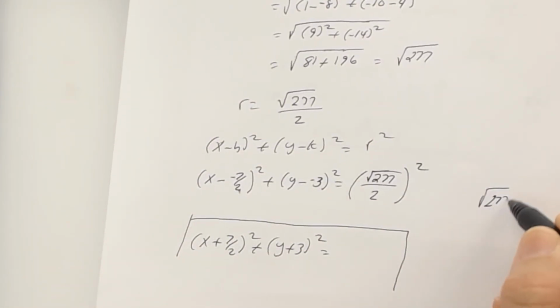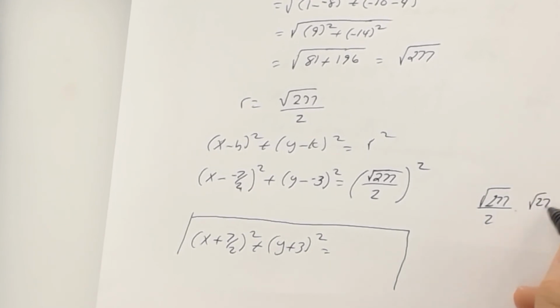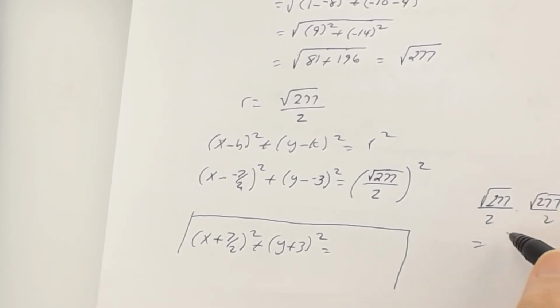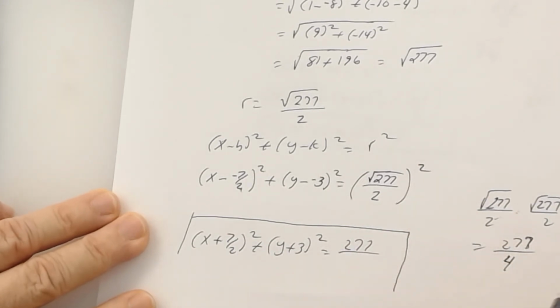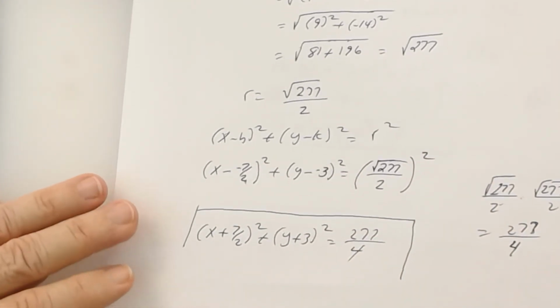Do the square root of 277 divided by 2 times itself. What's the square root of 277 times the square root of 277? 277. Divided by what though? 2 times 2 is 4. And you can't reduce it, so leave it as a fraction. You know you can't reduce it because one's even, the other one's what? Odd, right? Okay. So 277 divided by 4. So there's your answer.